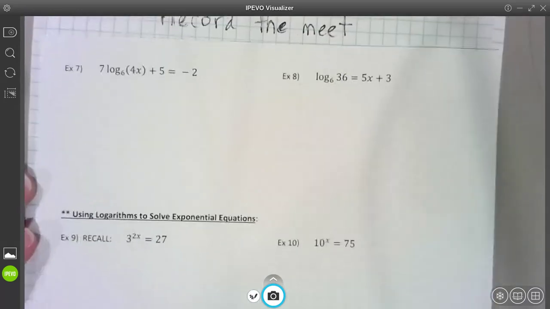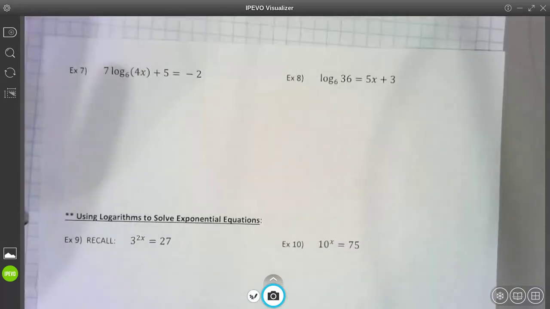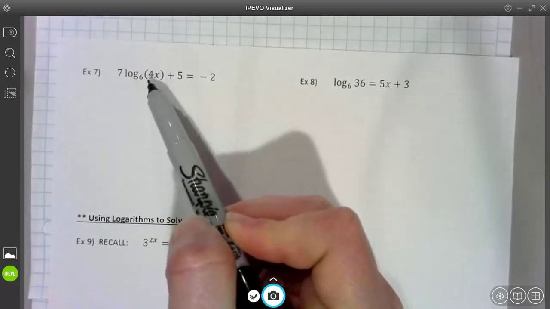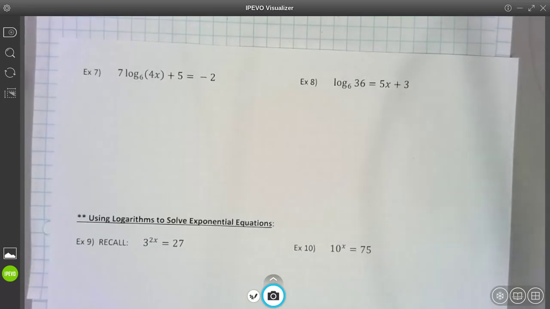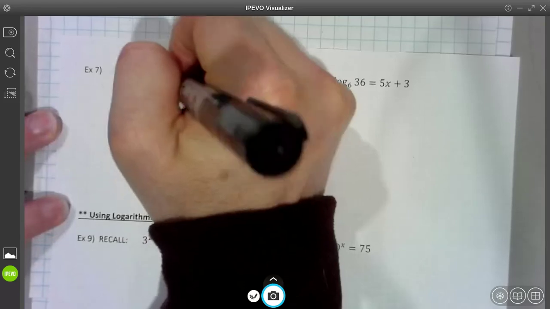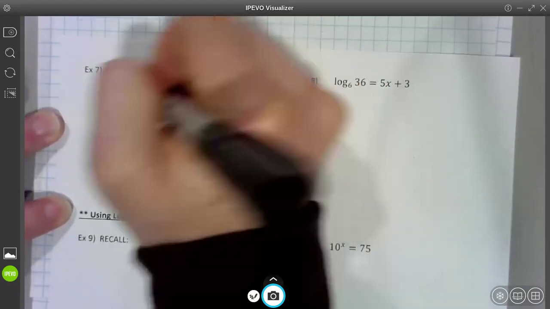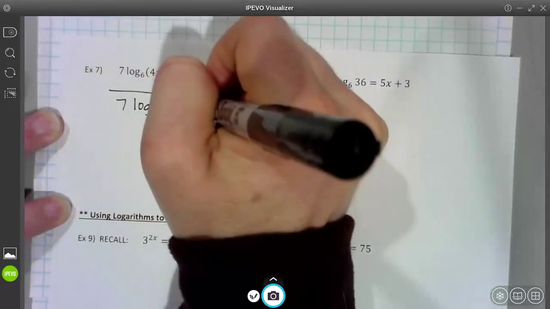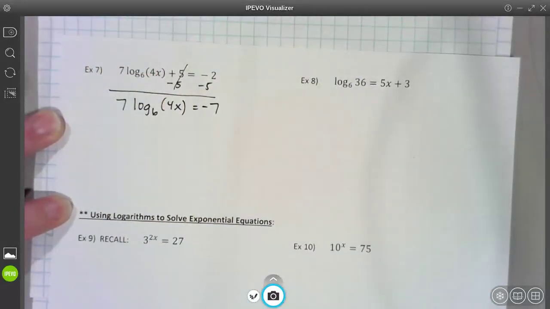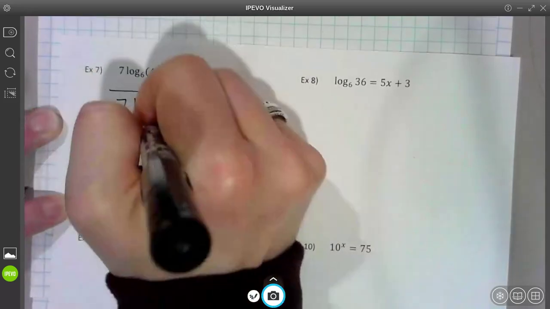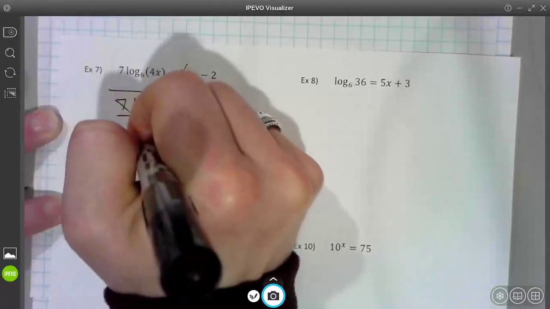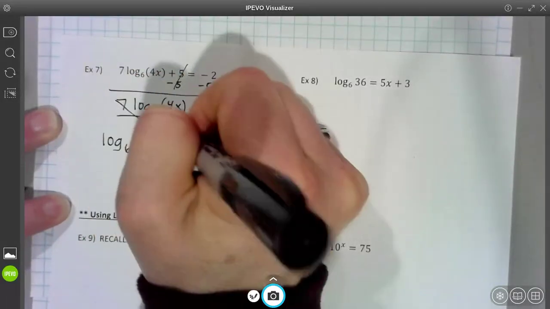All right, if I'm going to solve this log equation, first I got to isolate the log. So I'm taking log base 6 of 4x. I got to get that by itself. So that 7, that 5, they got to go. So just like solving equations, let's move the one that's not attached first. So minus 5, I'll get 7 times log base 6 of 4x equals negative 7. Let's divide that 7 away. Now I get log base 6 of 4x equals negative 1.